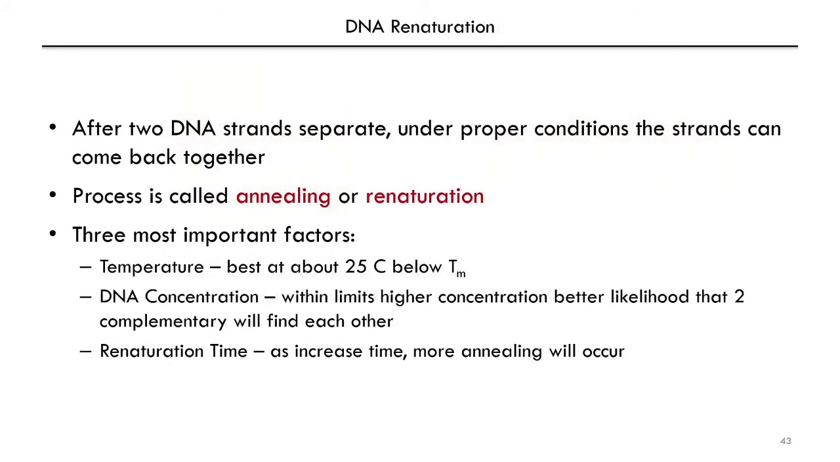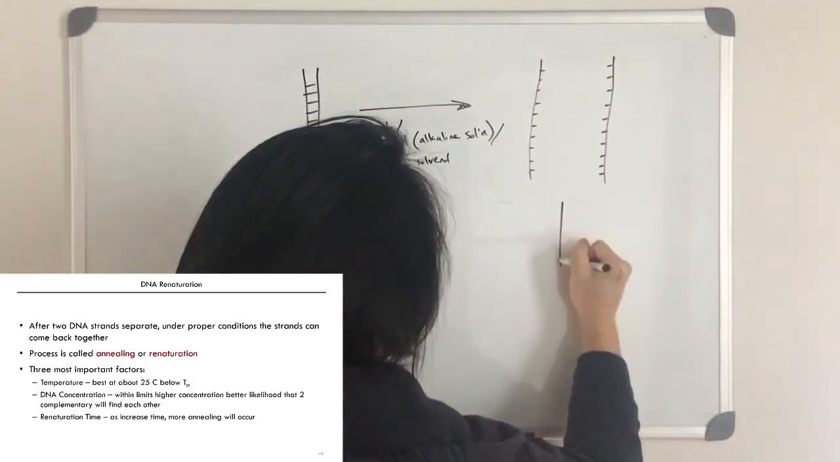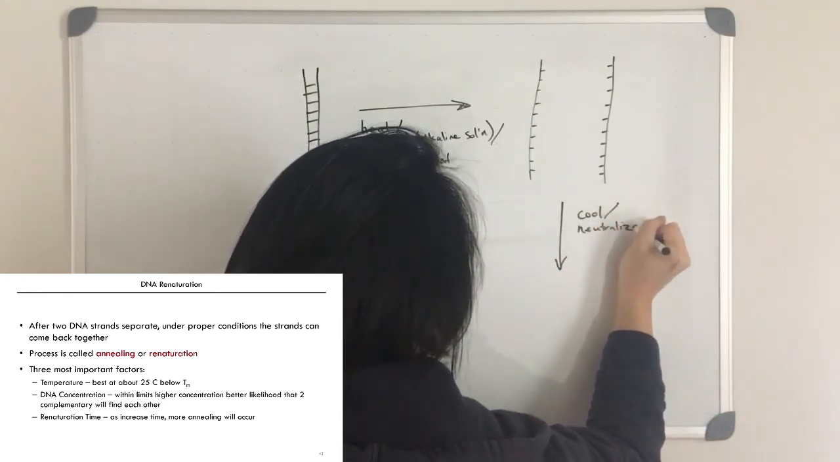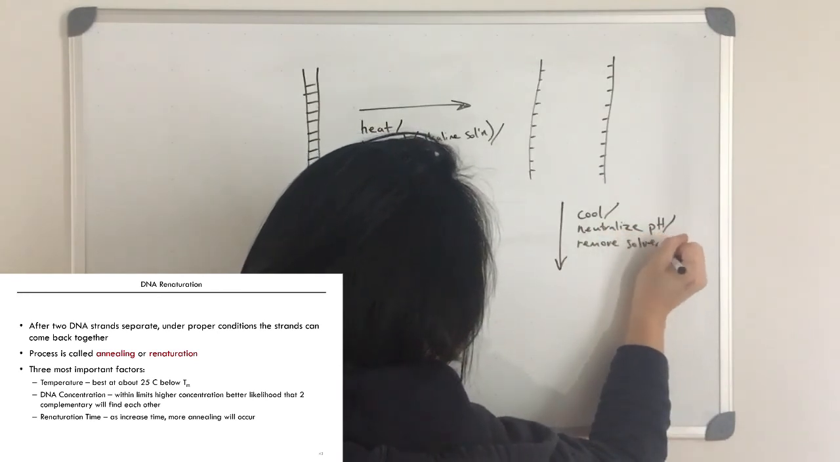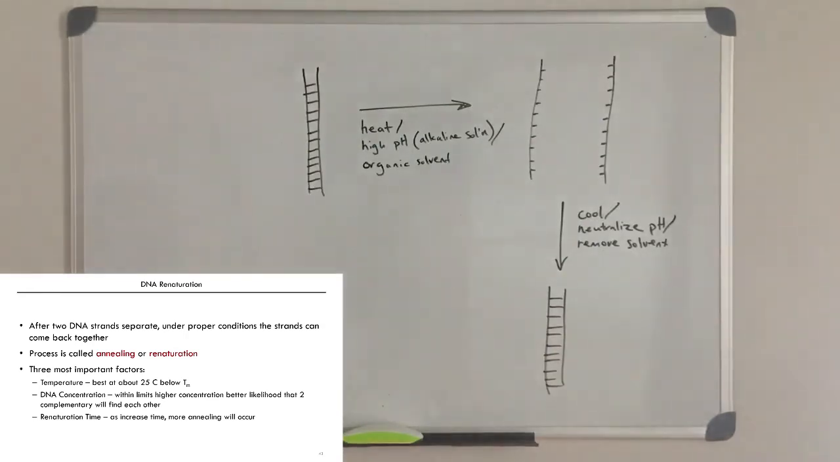After 2 DNA strands separate, under the appropriate conditions, the strands can come back together. This process is called annealing or renaturation. For example, heat denatured DNA can be renatured by cooling. DNA that has been denatured in alkaline solution can be renatured by neutralization of the solution. And DNA denatured by organic solvent can be renatured by removal or dilution of the solvent.